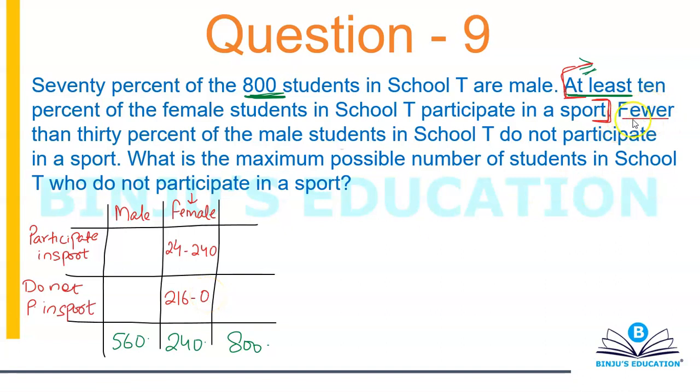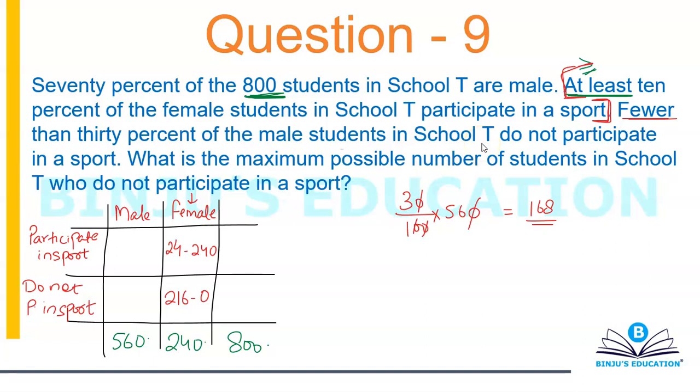Now moving on, it says fewer than 30% of the male students. Fewer means less, less than 30%. So let's first calculate 30% of 560. So 30 by 100 into 560. So that's 50 into 3 is 150, 150 and 18 is 168. So fewer than 168 male students do not participate in sport.